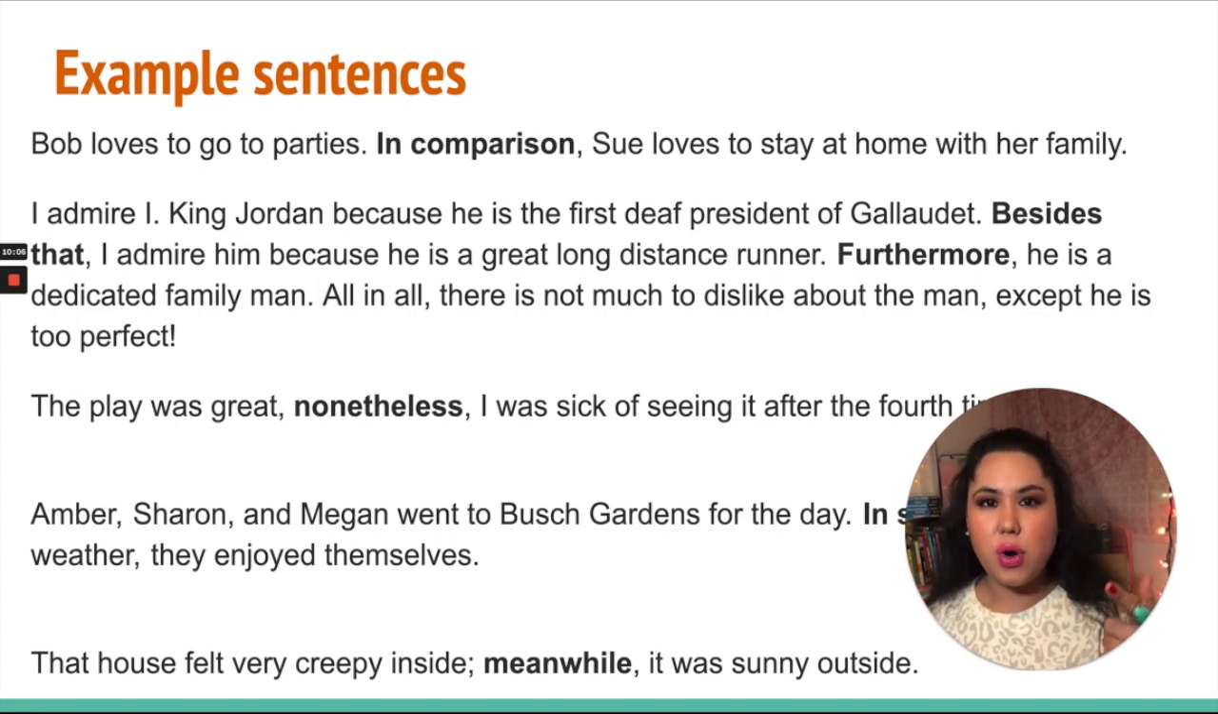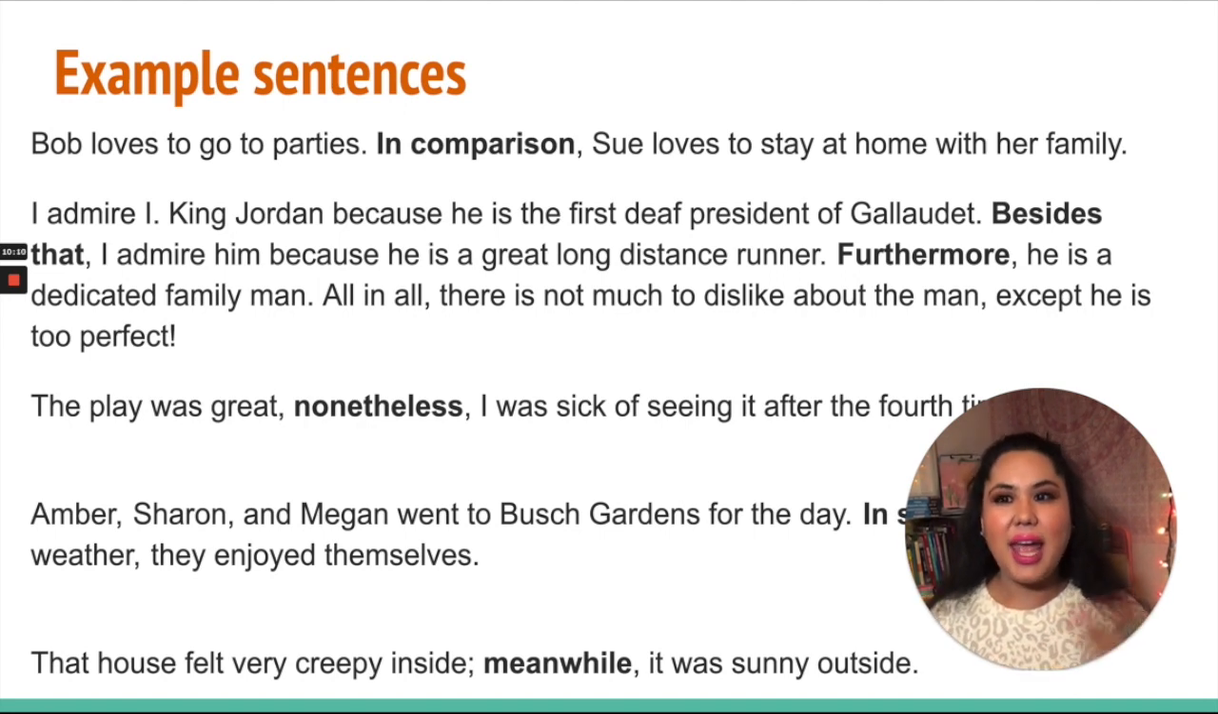Besides and furthermore are both being used for addition, okay? So instead of saying, and I admire him because, and he is a great family man, there are some strategically placed transition words, besides that and furthermore.